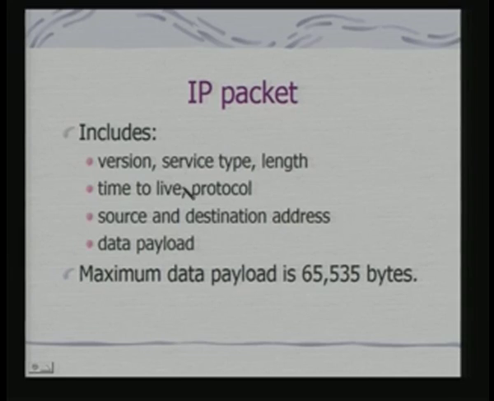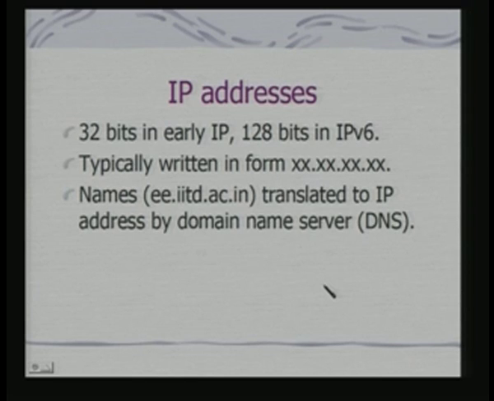IP packets have information like version, service type, length, source and destination address, as well as data payload, and the data payload can be a maximum of 65,535 bytes. The addresses are very well known. It was 32 bits in early IP and 128 bits in IP version 6, and typically written in this form. There can be a number of digits depending on the addresses that are getting allocated, and you have the domain name server which transforms these symbolic addresses to actual IP addresses.